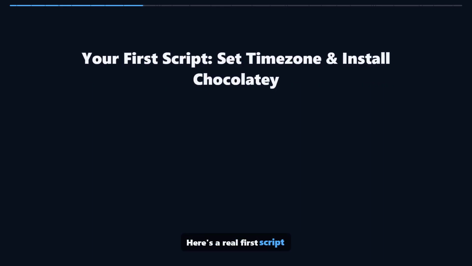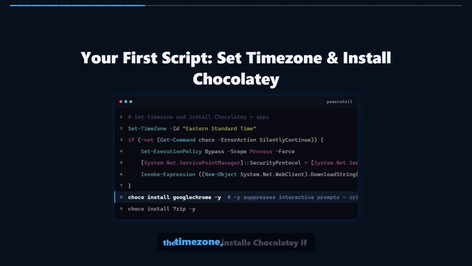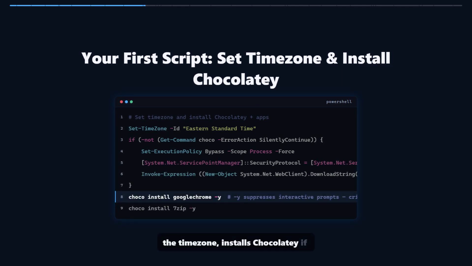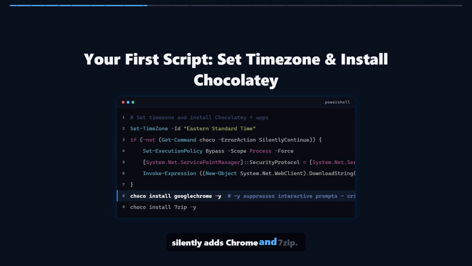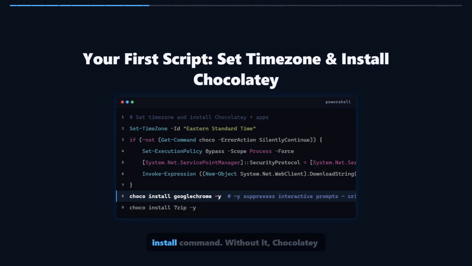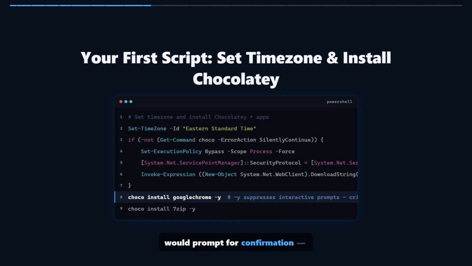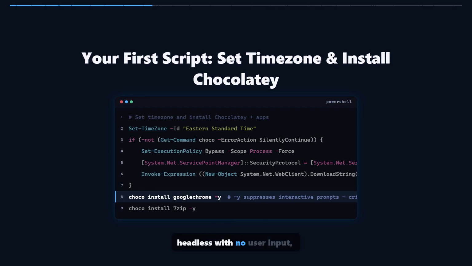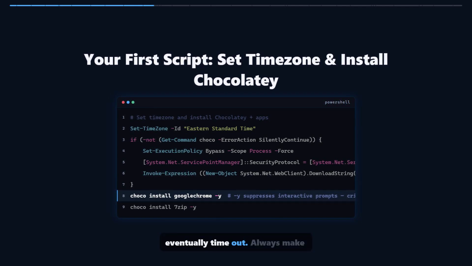Here's a real first script you can drop into a custom script extension. It sets the time zone, installs Chocolatey if it's not already there, then silently adds Chrome and 7-zip. The key detail? That -y flag after each choco install command. Without it, Chocolatey would prompt for confirmation. And because the extension runs headless with no user input, the script would hang and eventually time out.